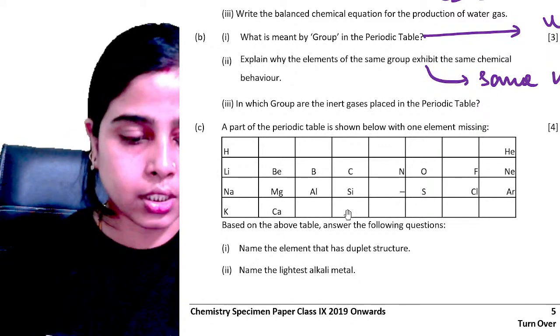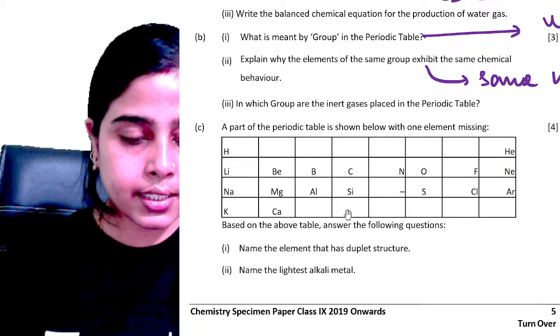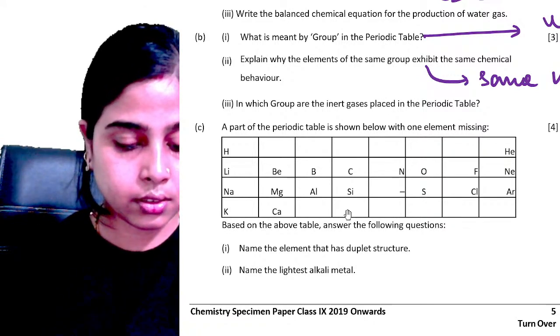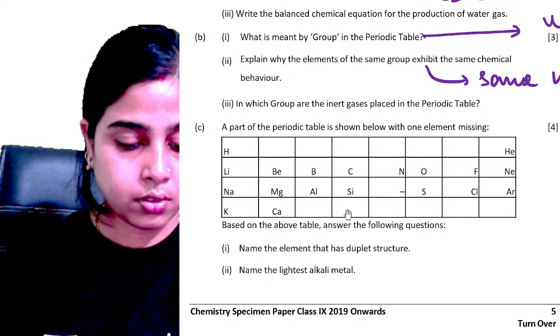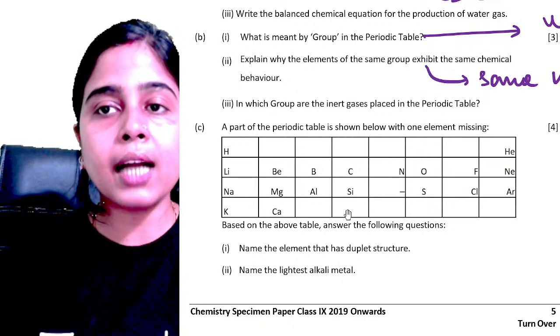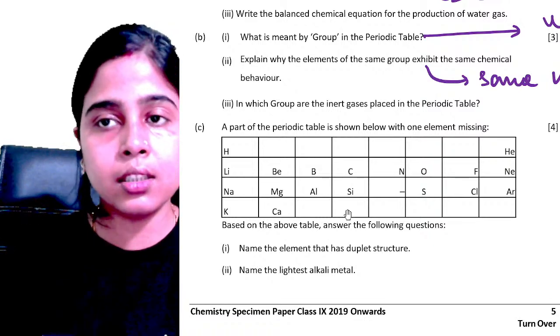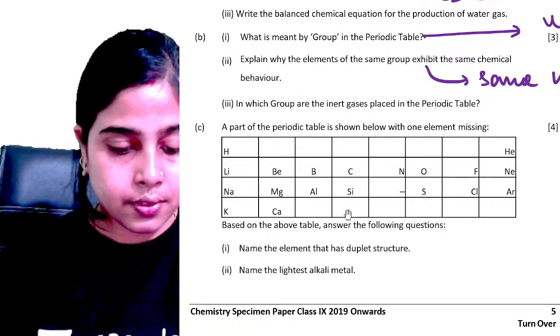Now, next question. In which group are the inert gases placed in the periodic table? Very easy question. Try to answer this question, everyone. I am waiting for the answer. Why aren't you answering?